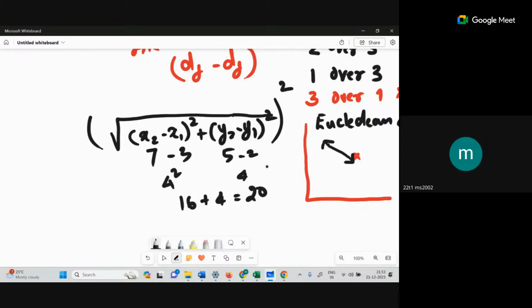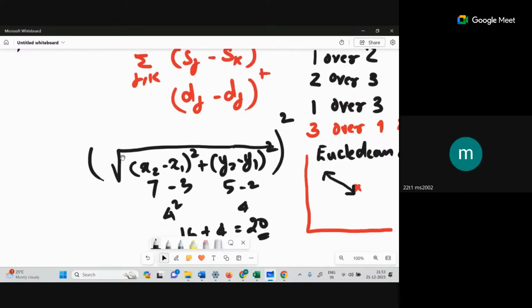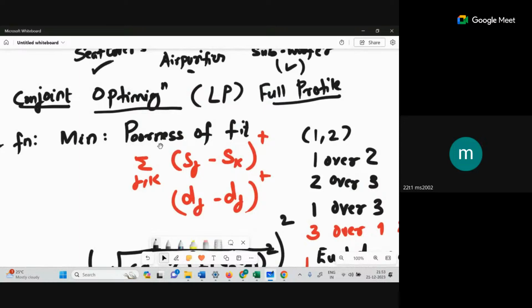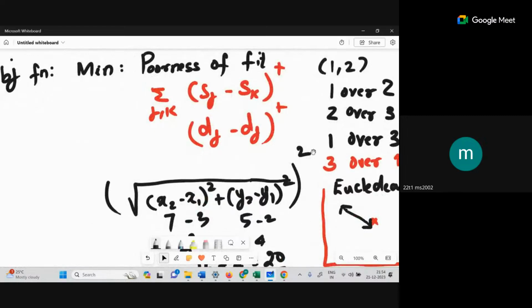So now is this linear? Is this 20 linear? Yes. So that is what you are doing. You are converting a non-linear problem into a linear problem by squaring the Euclidean distance. That's all this objective function is doing. You are trying to minimize the violations. And what are the constraints that you might have?